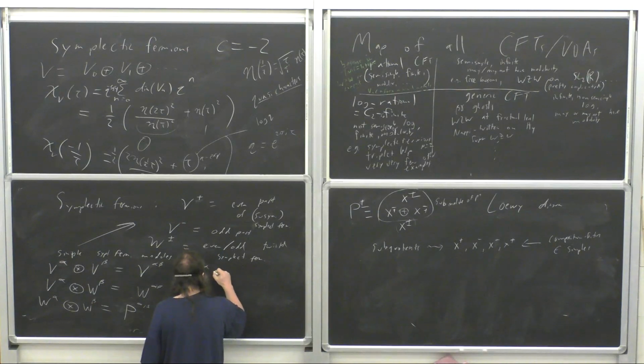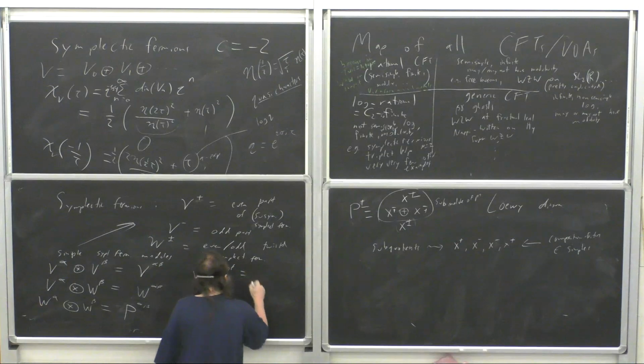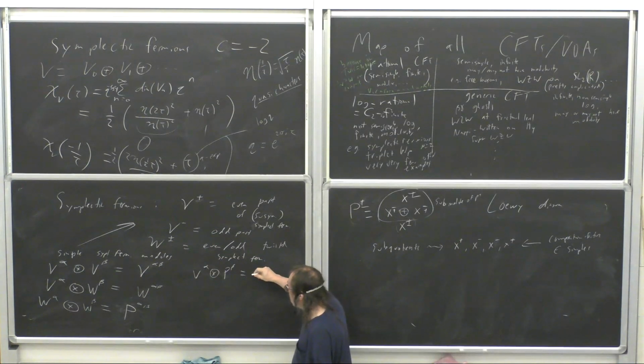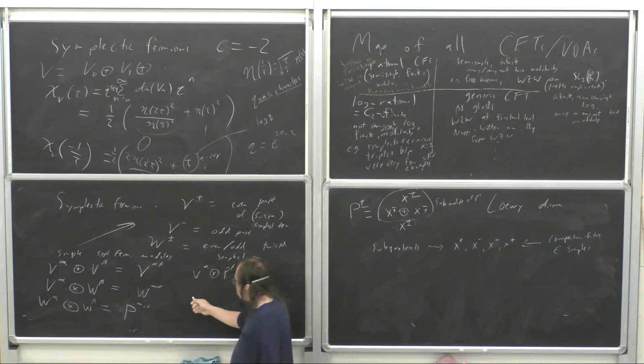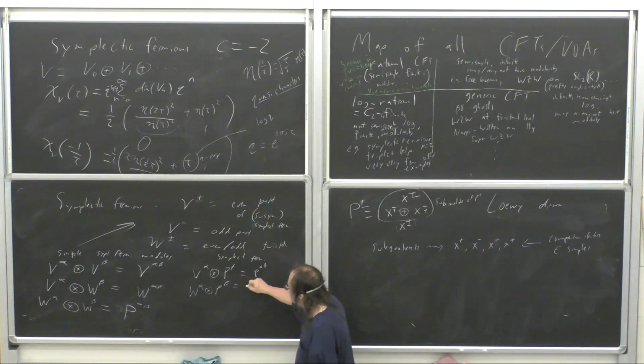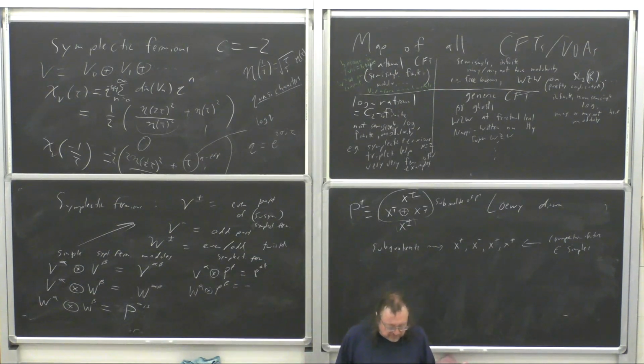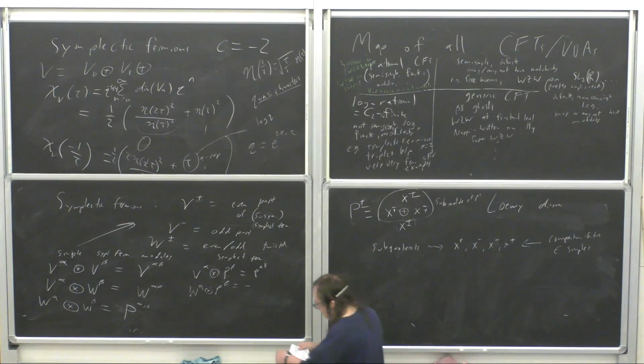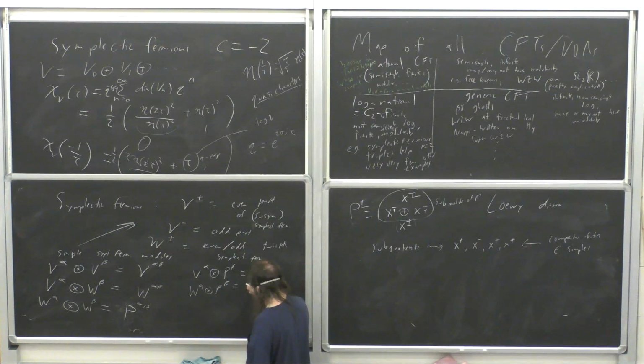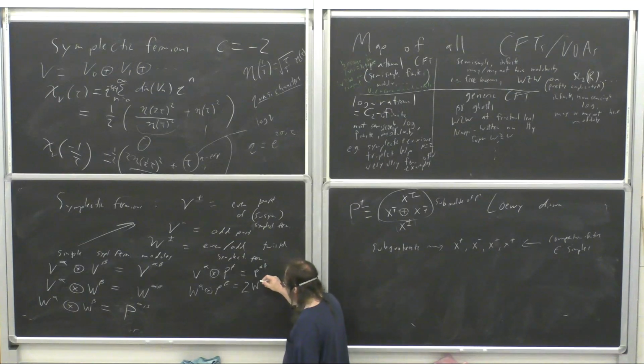So what's V alpha tensor, or fusion, with the P's? Well, as you know, V has to act like the identity. This is just going to be P's again. And what's the W's tensored with the P's? Well, this is going to be, make sure I get it right, these are going to be twisted. So we get two copies of W plus and two copies of W minus.